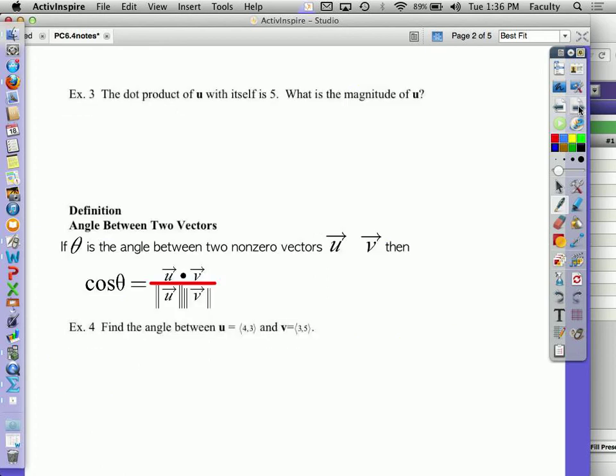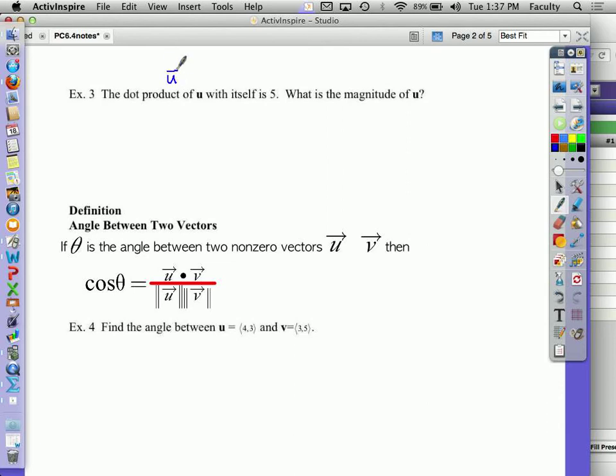Everybody okay? All right, now, I love example 3 because this is taking us up there, very analytical, very abstract mathematics. I like that. Example 3 says the dot product of vector u with itself is 5. What is the magnitude of u? Well, when you first read that, you're probably like, huh? What are you talking about? And so let's start piecing this together.